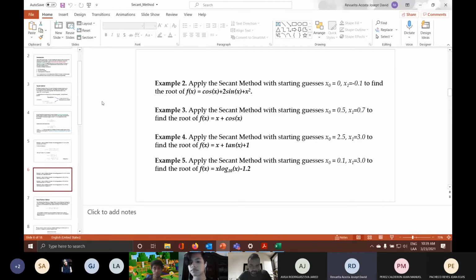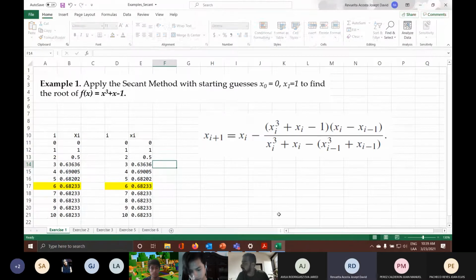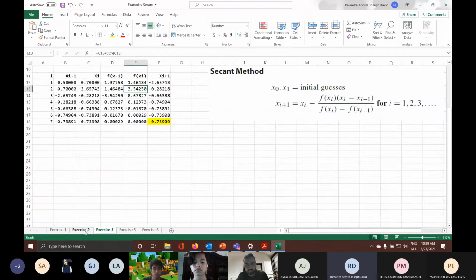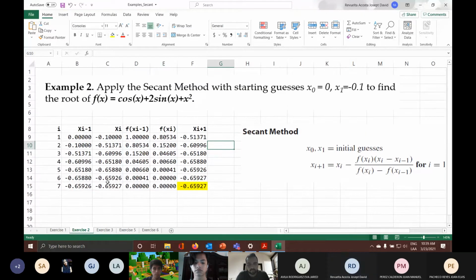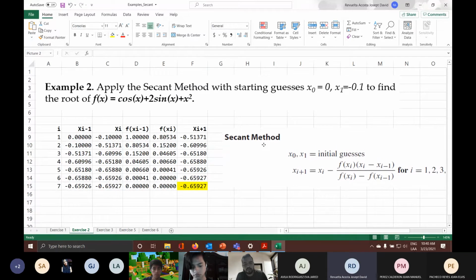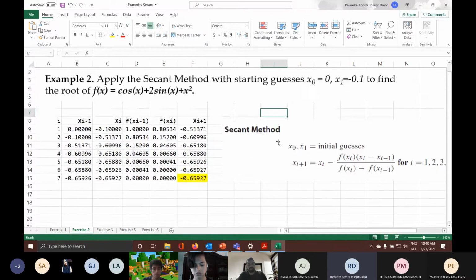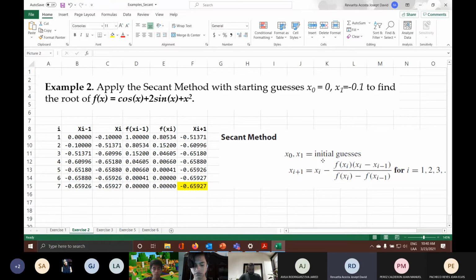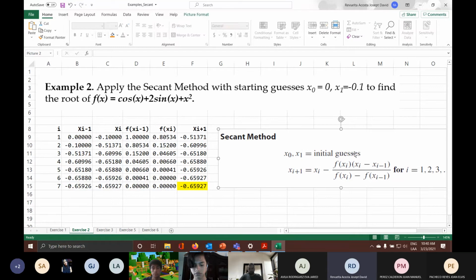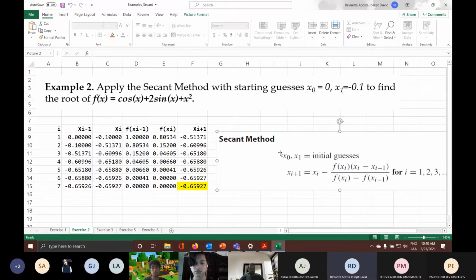So, in Excel, of course, I have already solved the exercises. In general, I have this formula, which I already know, and I have my equation, and I have my initial guesses. My initial guesses, remember, are x0 equal to 0.